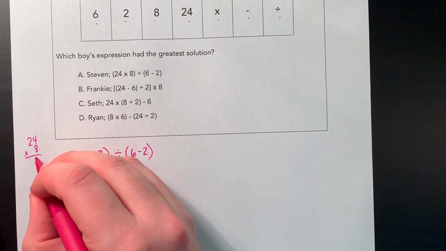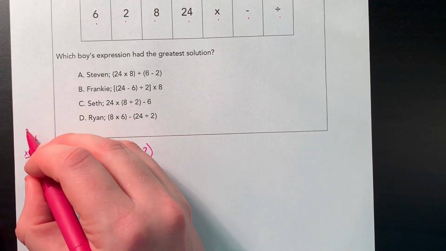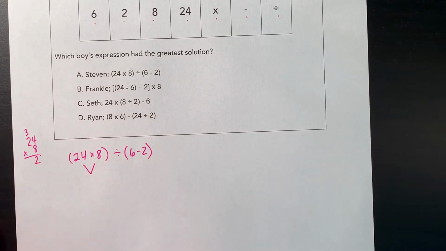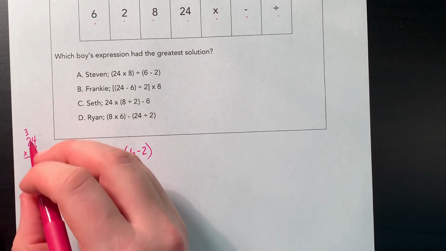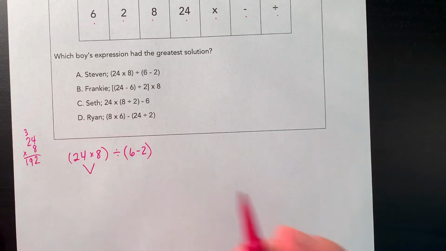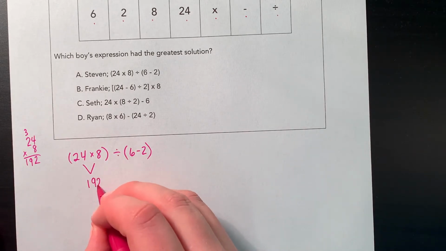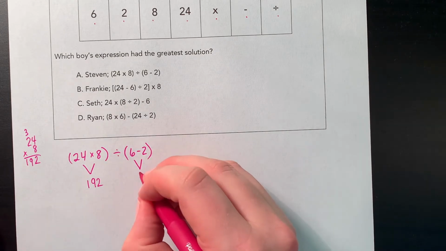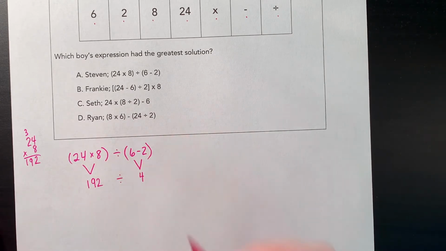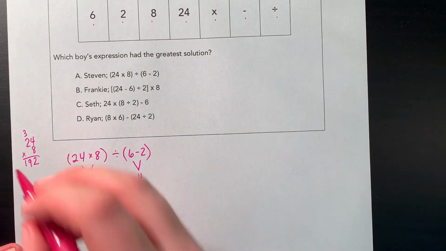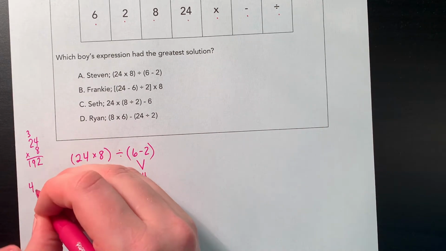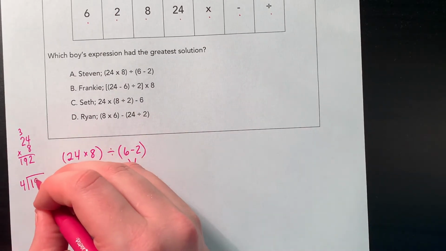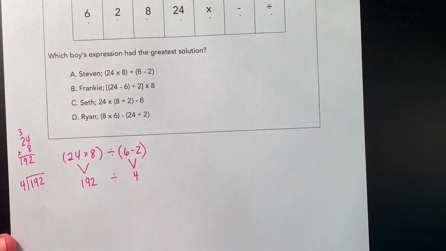8 times 4 is 32. I'm going to put my 2 down and carry my 3. 8 times 2 is 16 plus 3 is 19. So that's 192. All right, and now I have 6 minus 2, and that's 4, and I need to divide those 2. So off to the side again, I'm going to divide 192 divided by 4.